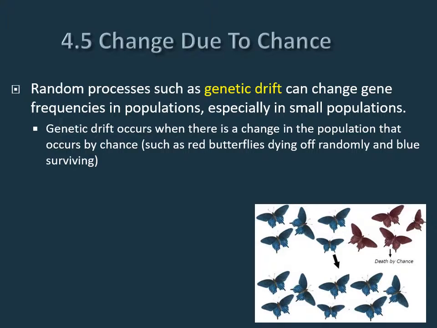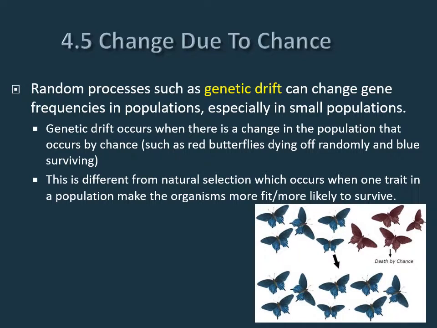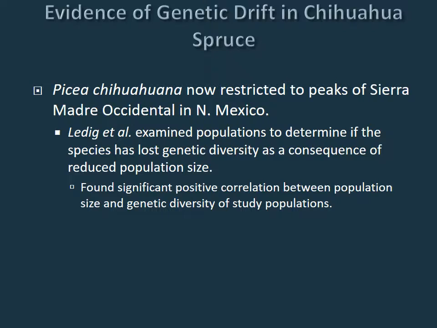So genetic drift occurs when there's a change in the population that occurs by chance, such as red butterflies dying off randomly and blue butterflies surviving. This is different from natural selection, which occurs when one trait in a population makes the organisms more fit or more likely to survive.